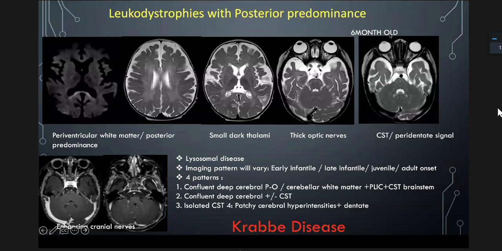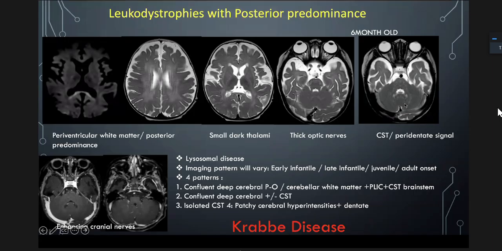Now, this is a 6-month-old child, and in a 6-month-old child, you will normally not see so small and dark thalami. There's already volume loss and this abnormal white matter signal. Also, see this hyperintense signal which is going across the corticospinal tracts. Again, here we have abnormal signal in the corticospinal tract.